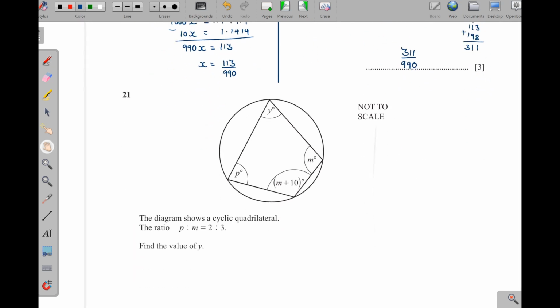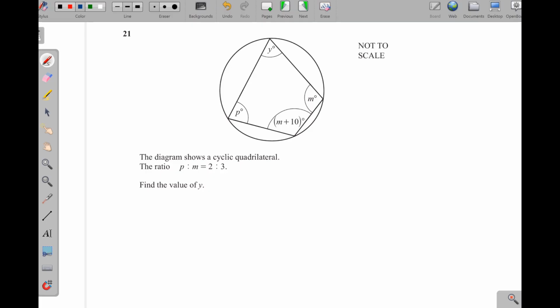Then question 21 is coming from circle theorems. The diagram shows a cyclic quadrilateral. That means sum of opposite angles will always be equal to 180 degrees. Opposite angles in a cyclic quadrilateral add up to 180 degrees. Now let us add these two. We shall have y plus m plus 10, then this one will give us 180. I'm going to avoid writing degrees. Let me just write equations like that.